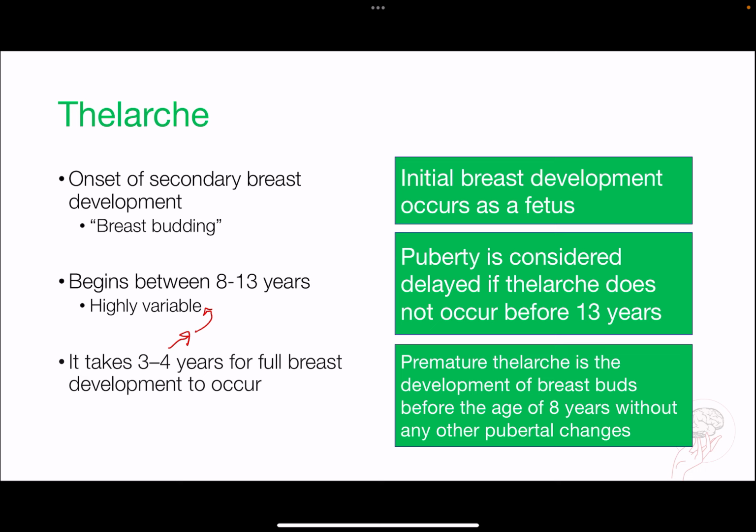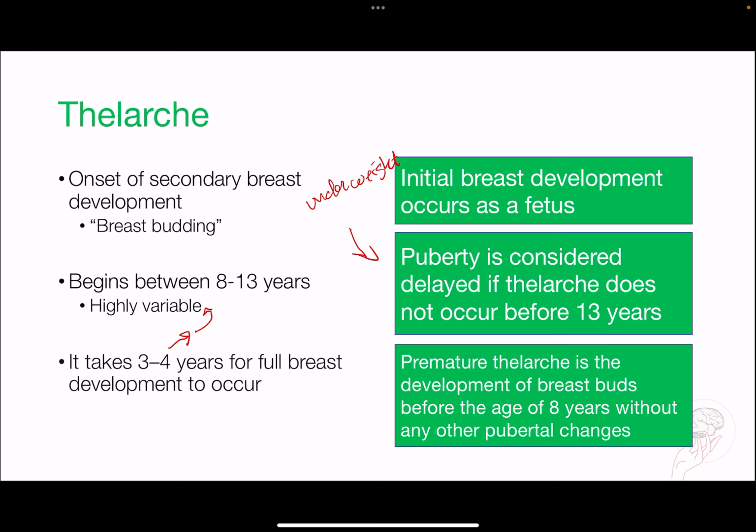And puberty is considered delayed if telarchy doesn't occur before 13 years. Now, this might not be a bad thing, it's just considered delayed. And that may mean that a pediatrician checks in a little bit more. It may mean that the child is underweight, or it could just be a natural difference.